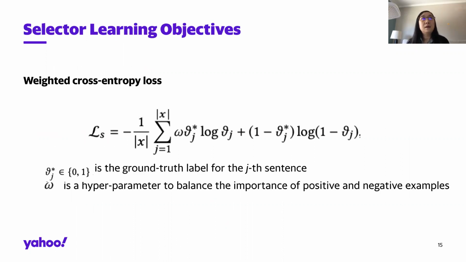As the learning objective, since we are doing a binary classifier, we are just using this weighted cross entropy loss. The rest are standard. Just here, we are introducing this new term W, which is a hyperparameter to weight the importance of positive and negative samples.